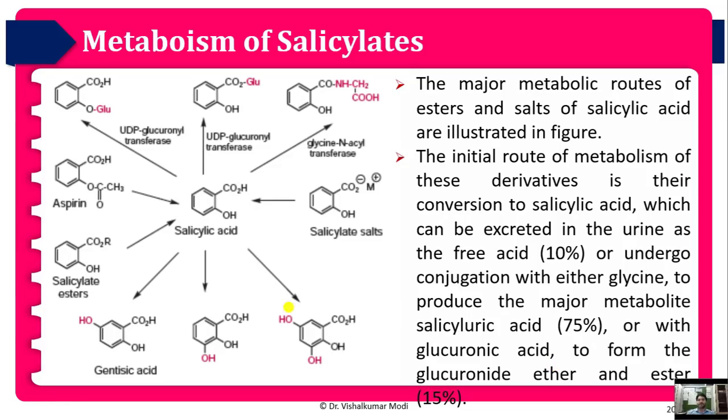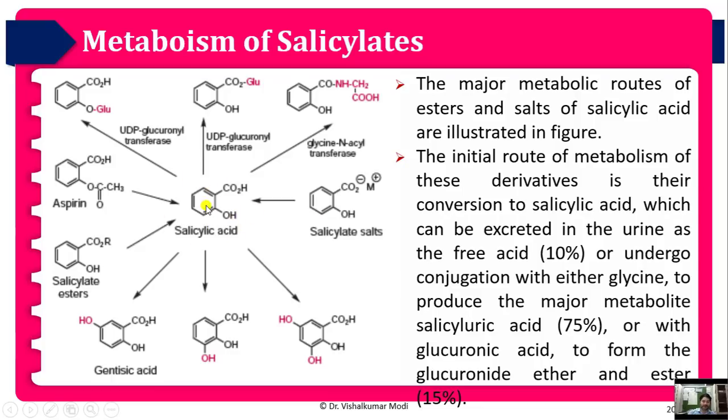Metabolism of salicylate. The major metabolic routes of esters and salts of salicylic acid are illustrated in the figure. The initial route of metabolism of these derivatives is their conversion to salicylic acid, which can be excreted in the urine as the free acid or undergoes conjugation with either glycine to produce the major metabolite salicyluric acid, or with glucuronic acid to form the glucuronide ether and ester. So aspirin, salicylate esters and salicylate salts are metabolized into salicylic acid.